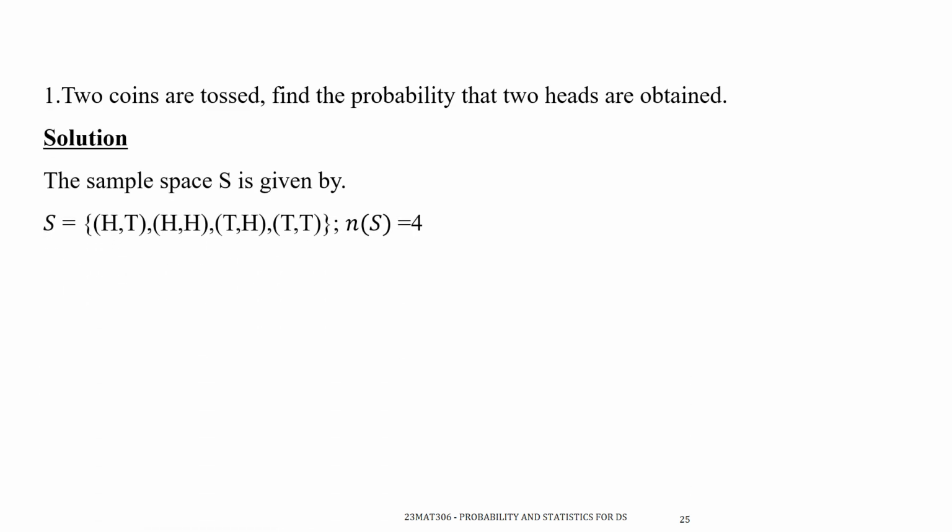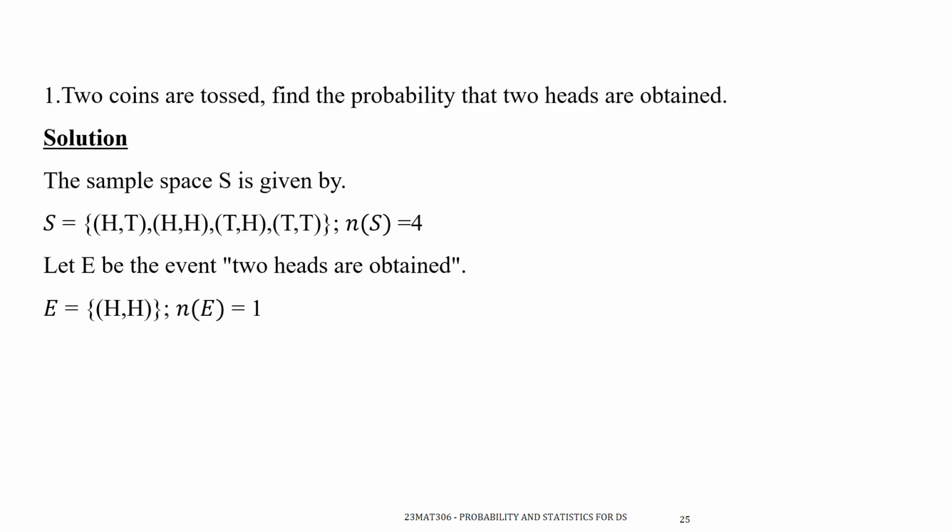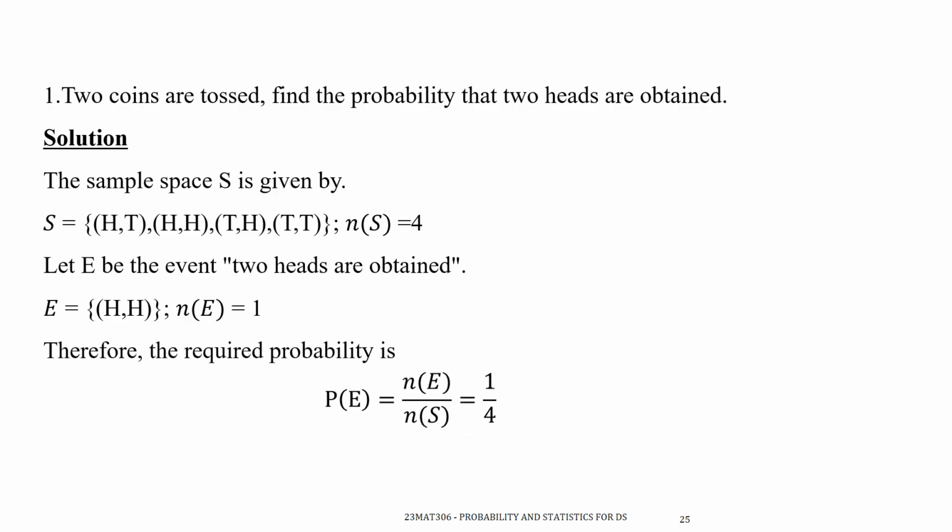When two coins are tossed, the sample space has 4 outcomes. Only one outcome gives 2 heads. So the probability is 1 by 4. This is a simple application of classical probability. So here P of E is equal to N of E divided by N of S, which is 1 by 4. N of S is the total number of trials, which is 4, and favorable cases, 2 heads, is only 1, so it is 1 by 4.